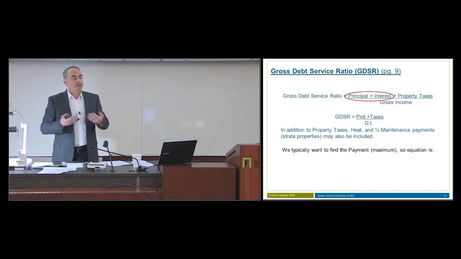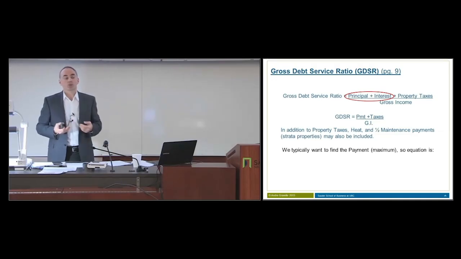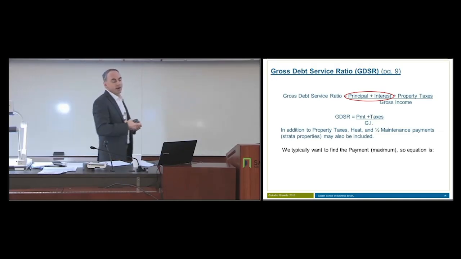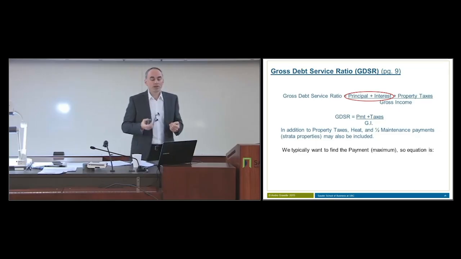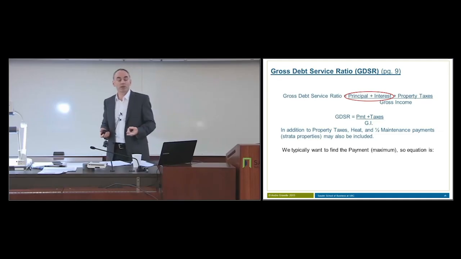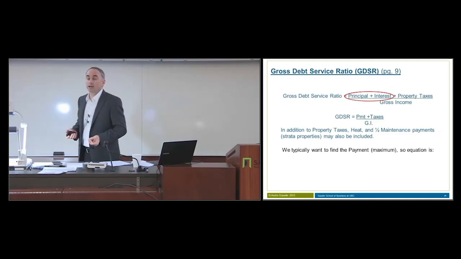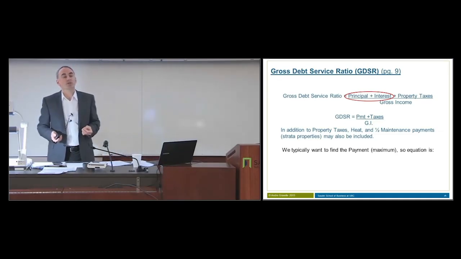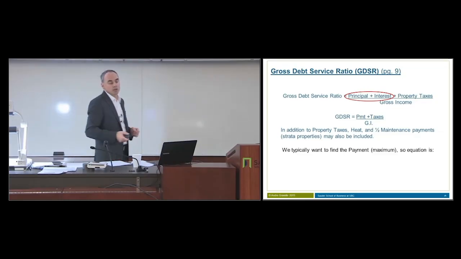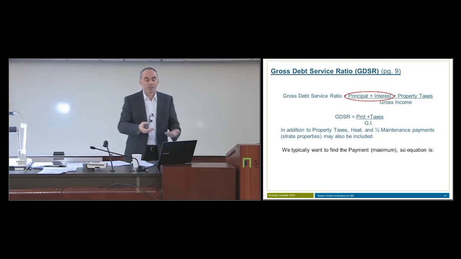Now, what we typically want this ratio to do for us is to find the payment. Because that payment term in the equation represents the maximum payment the borrower can afford to make based on their gross income, the property taxes, and the gross debt service ratio that's set. So if we do a little bit of algebra, we can manipulate this equation into this form.